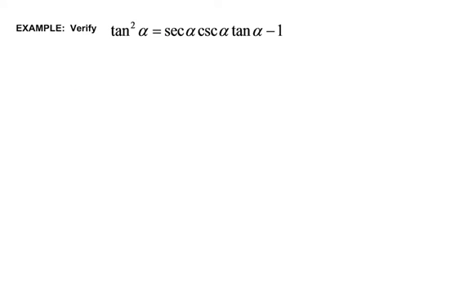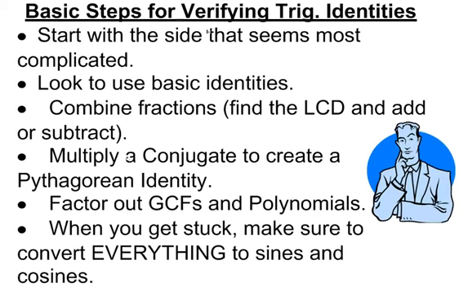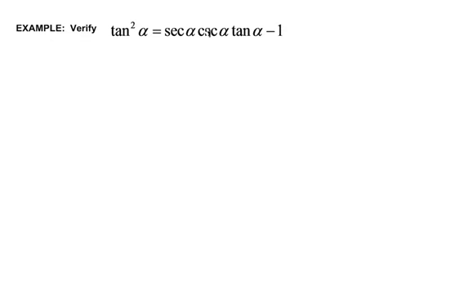All right, now here's another example. We're going to verify that tangent squared of alpha is equal to secant alpha, cosecant alpha, tangent alpha minus 1. Again, we want to go by these tips. Start with the side that seems the most complicated. Looking at this one, I see that the right side seems a little bit more complicated than the others, so we're probably going to want to work with it.